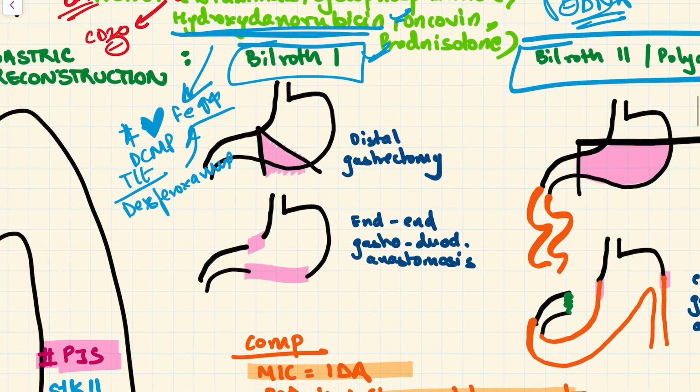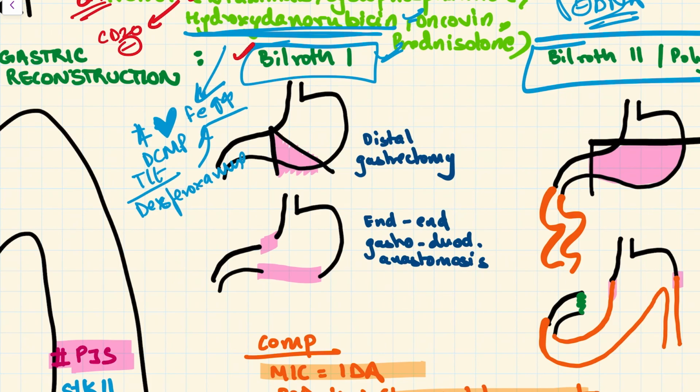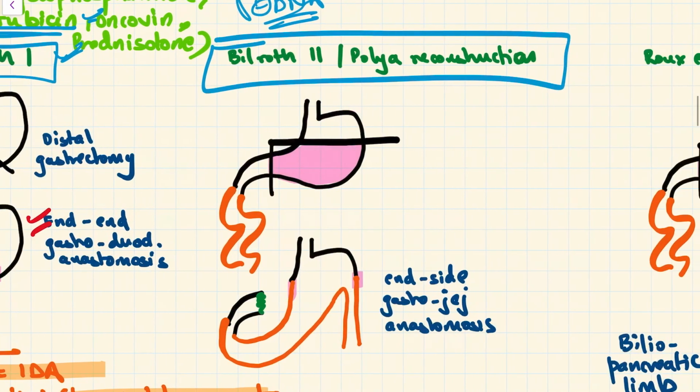Okay, now let us get back to the gastric reconstruction procedures. So first is Billroth 1, right? Billroth 1 is nothing but what we do is that we perform a distal gastrectomy, and then an end-to-end anastomosis is done between the duodenum and the stomach, which is known as the gastroduodenal anastomosis.